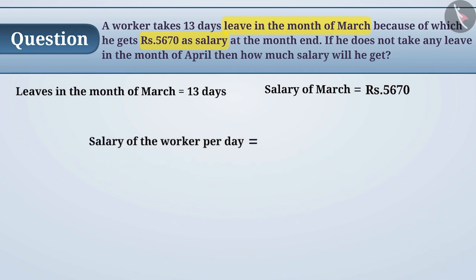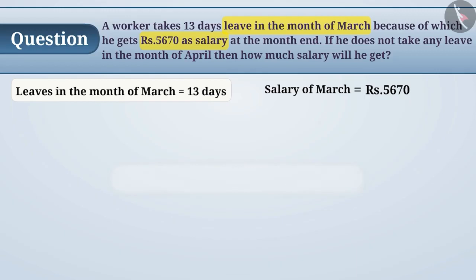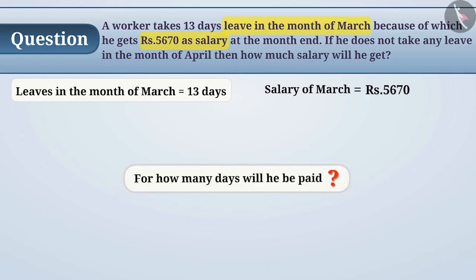Let me tell you. Here, it will be incorrect to divide 5,670 by 13 because the salary is given according to his working days. The salary of 13 days is deducted because he is on leave. Can you tell how many days he will be paid for? Think about it.